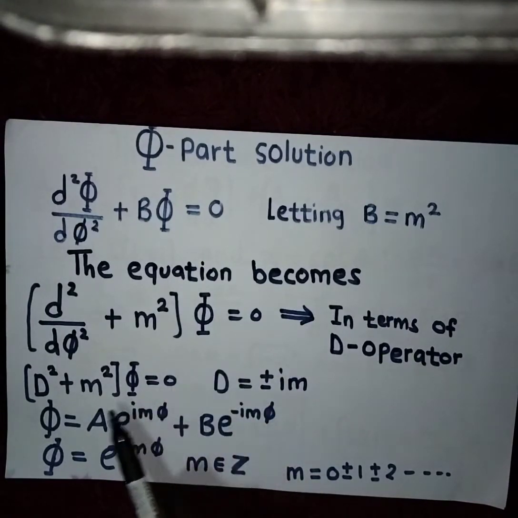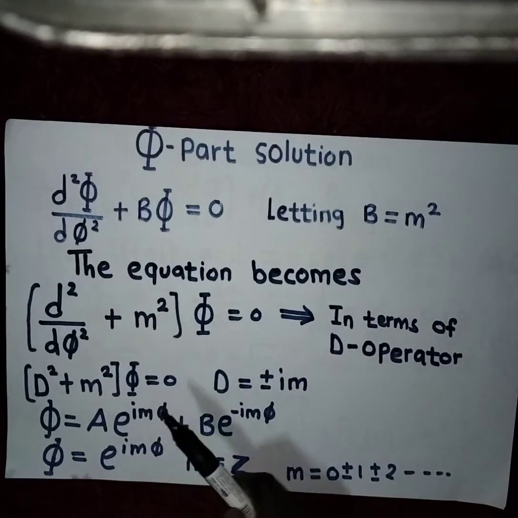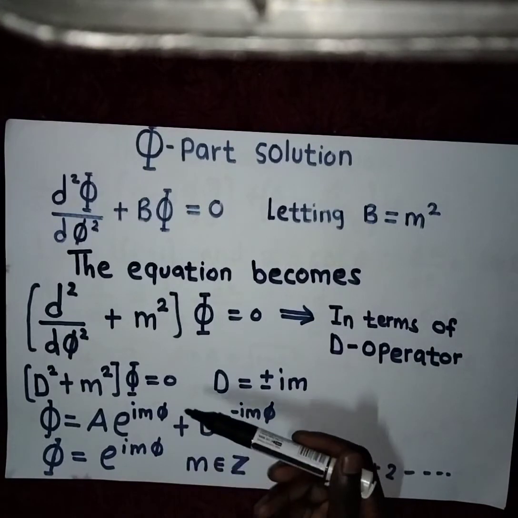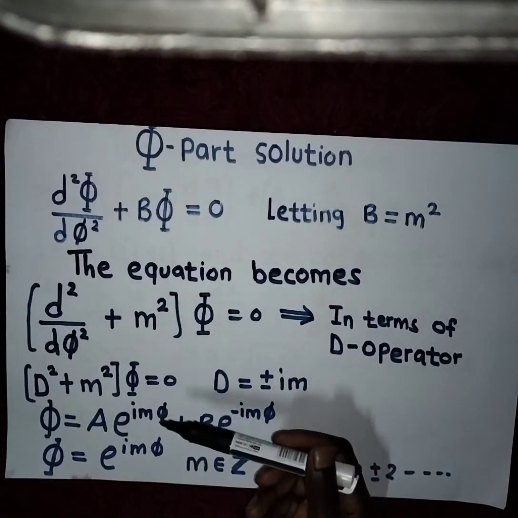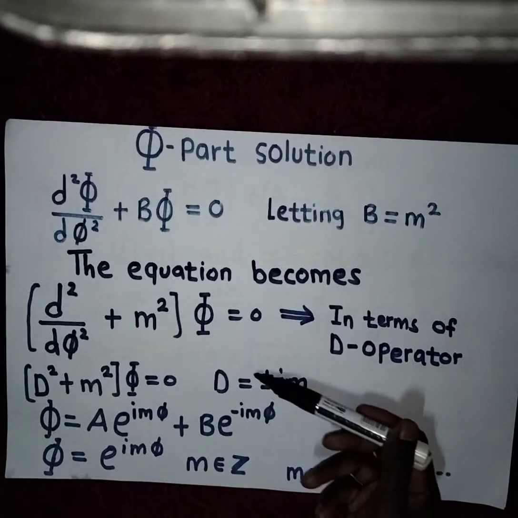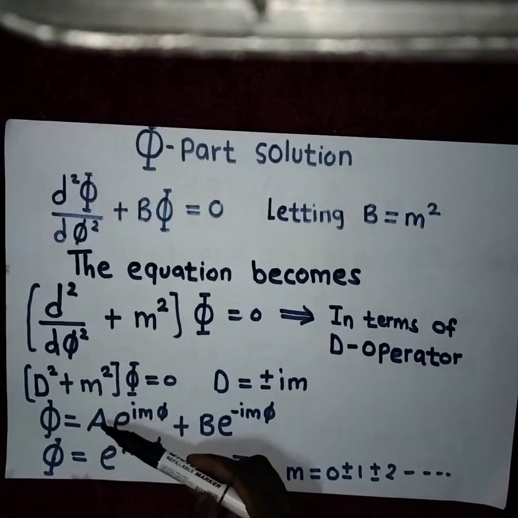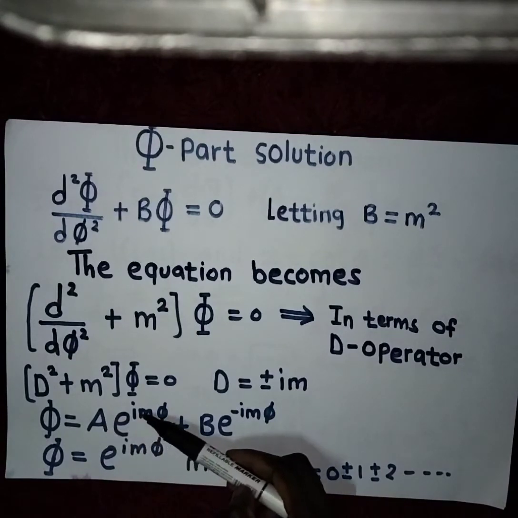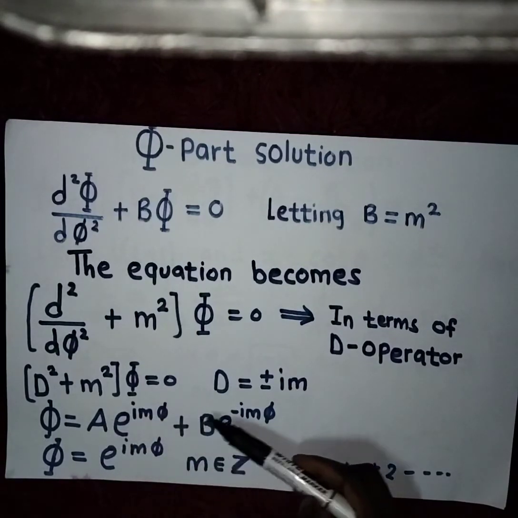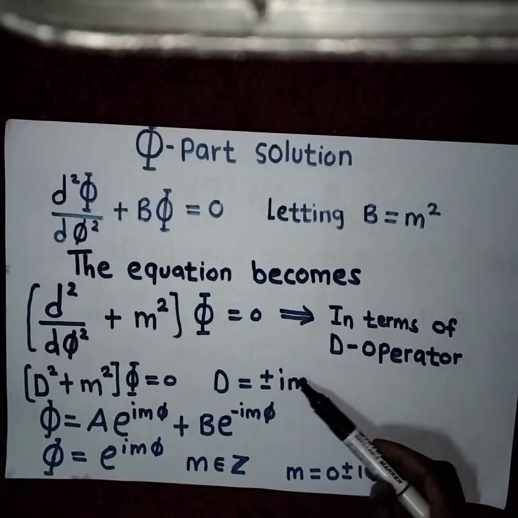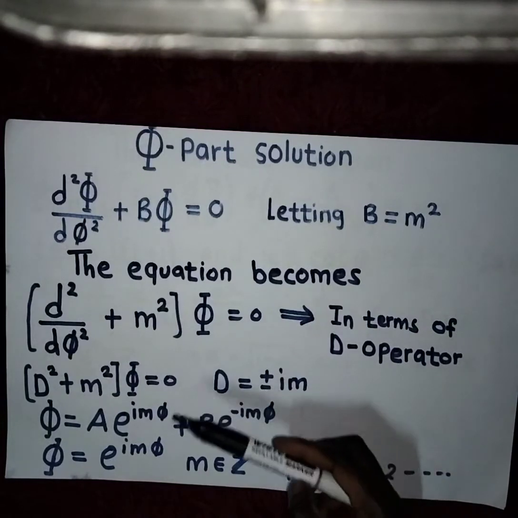So our solution of phi is coming to be A exponential im phi. This one requires the knowledge of ordinary differential equations, so I assume you have the knowledge of ordinary differential equations. Having this, the phi part here will now be equal to A exponential im phi plus B exponential negative im phi, because you can see im is both positive and negative. So I separate the two.